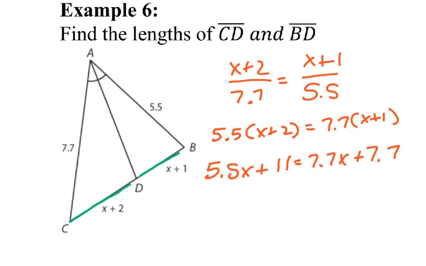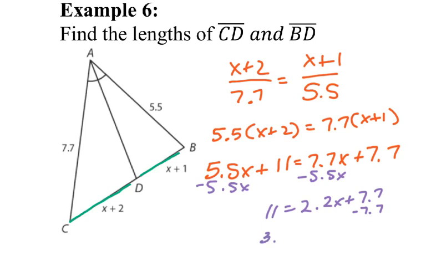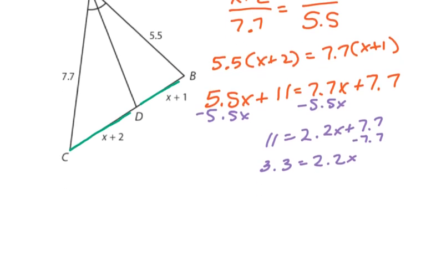I'm going to get all of my x's on one side. So I'm going to subtract my 5.5x. I'm going to have 11 equals 2.2x plus 7.7. I'm going to subtract 7.7. So 11 minus 7.7 is 3.3 equals 2.2x. And so I'm going to divide both sides by 2.2. And so I'm going to get 1.5.